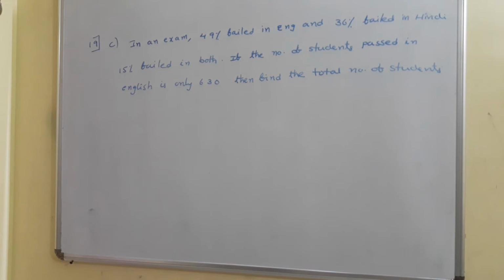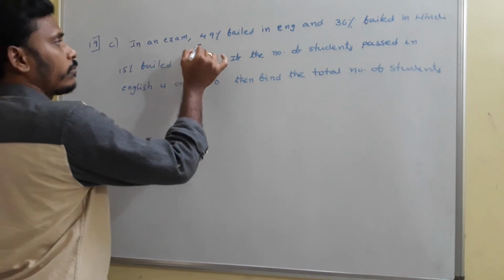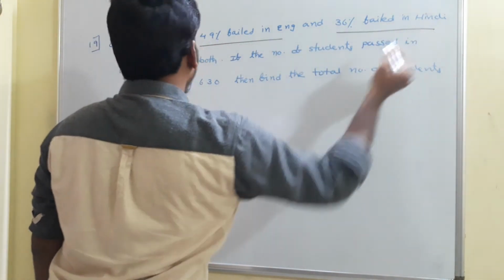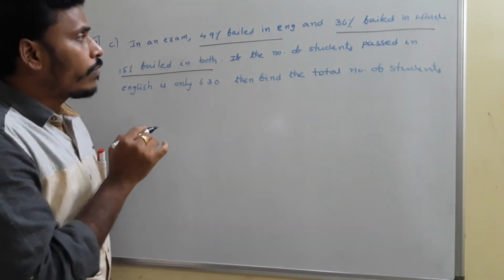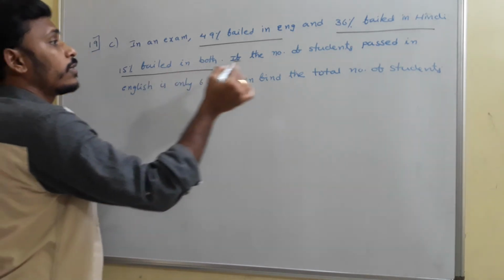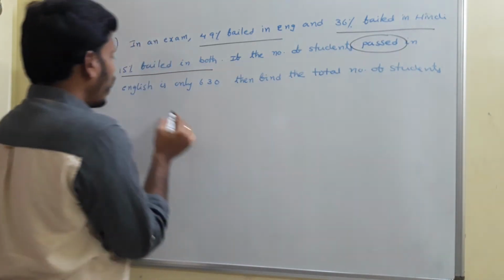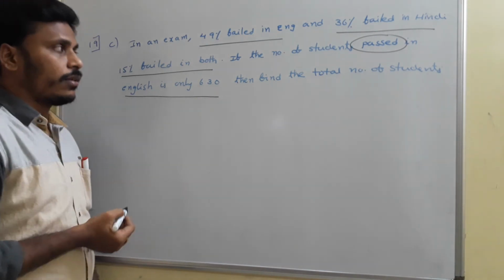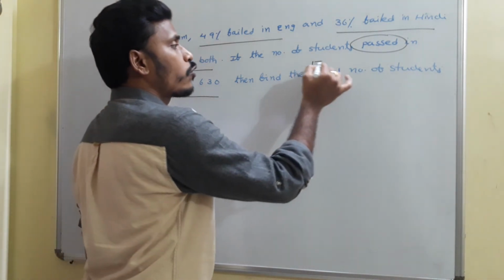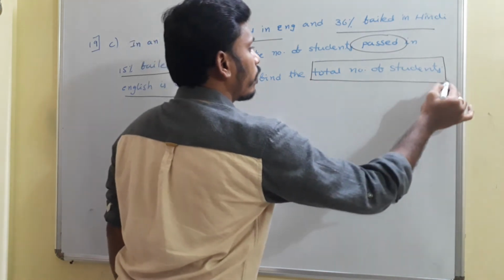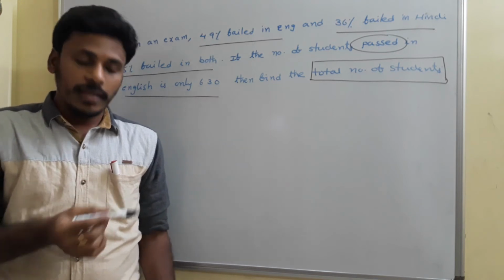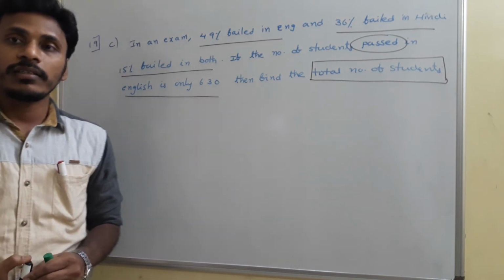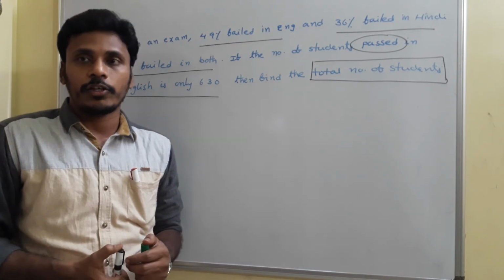19c. See, in an exam, 49% failed in English, whereas 36% failed in Hindi and 15% failed in both. If the number of students who passed in English is only 630, we need to find the total number of students who attended the exam. Okay, for the previous problem 19b, since the problem was in terms of percentages, we considered the total number of people as 100 actually.